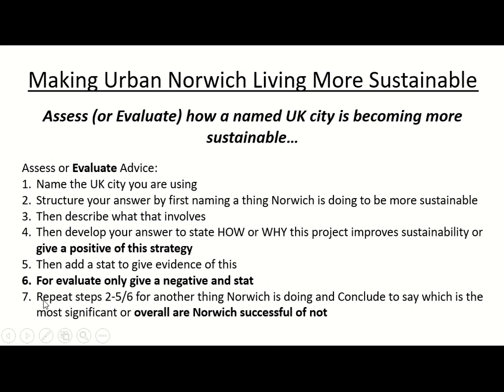So the conclusion obviously follows you doing at least 2 paragraphs for steps 1 to 5 or 1 to 6 for another thing that Norwich is doing to become more sustainable. But your conclusion will vary. So if you're doing an assess question, your conclusion says which is the most significant of the 2 that you've looked at. For your evaluate, you're telling me overall, has Norwich been successful or not? Are the positives of Norwich's sustainable measures good or bad overall? Okay, and again, that's the difference between the two.